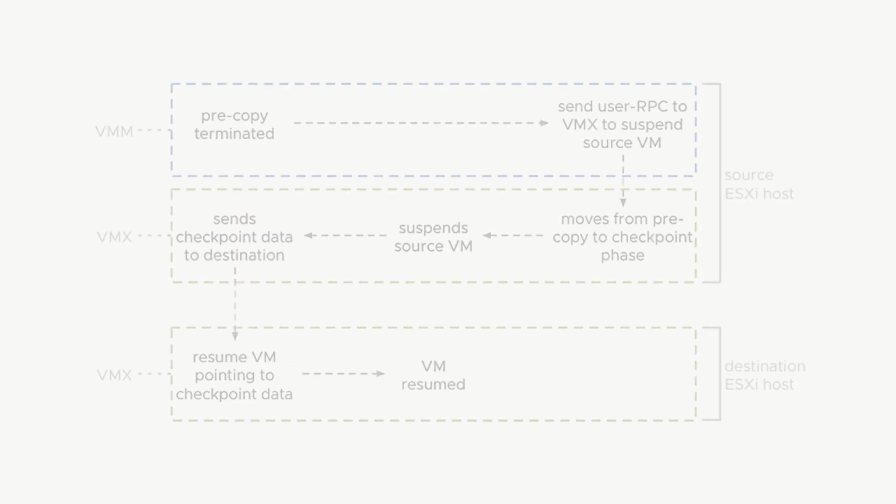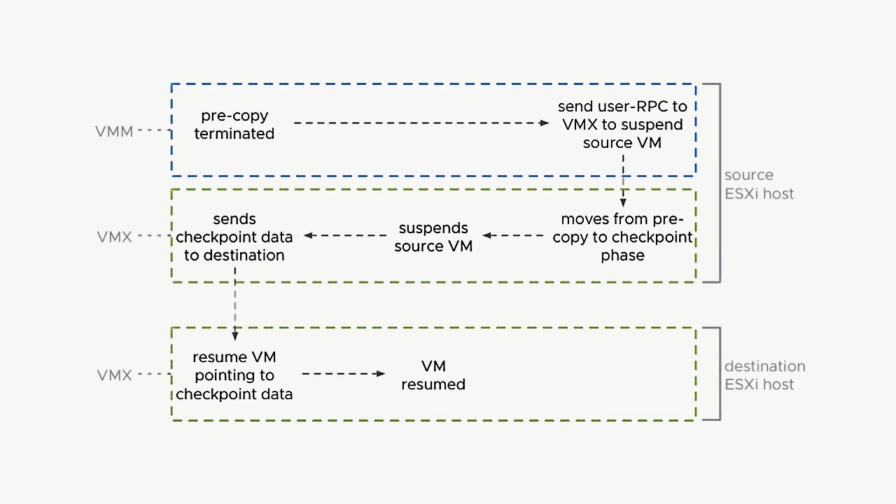With the memory pre-copy migration transmitted by VMM, all memory pages reside on the destination ESXi host. VMM sends a remote procedure call (RPC) to VMX that it can suspend the source virtual machine. VMX will enter the checkpoint phase where it suspends the virtual machine and sends the checkpoint data to the destination ESXi host. In the process, the virtual machine on the destination ESXi host will be unmasked and its state is restored using the checkpoint data.